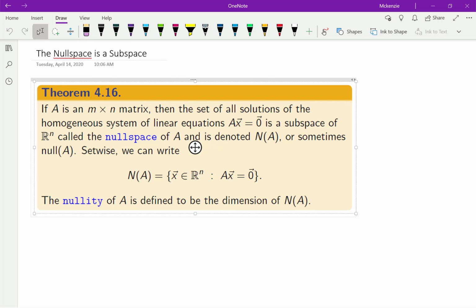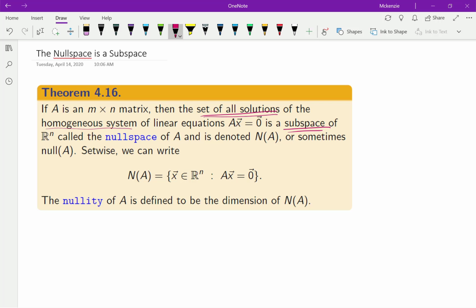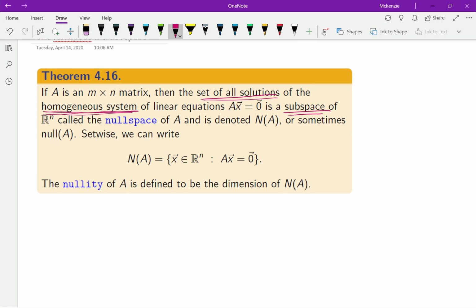Let's take a look at this theorem 4.16, and I'm wanting to prove it because it is sort of the point of this. The point is that the set of solutions is a subspace, particularly to the homogeneous system. If it's not the homogeneous system, it's not a subspace. All right, so let's go ahead and get a proof going here.